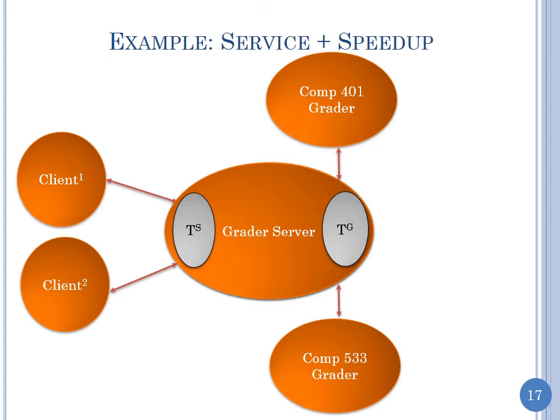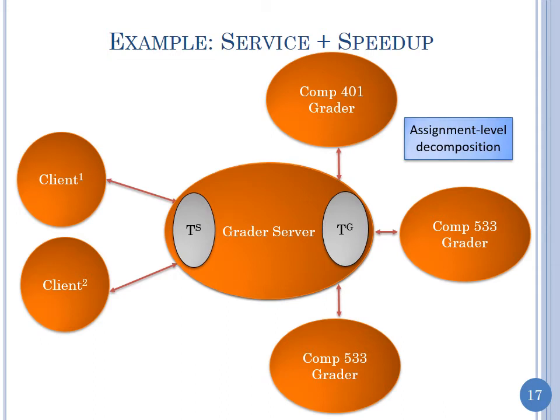And then you can imagine, 533 assignments being graded by one process, 401 assignments being graded by another process, and you could also imagine the same class's assignments being done by two different processes. That you could have A2 being done by one process, A3 being done by another process. And we could have different tests being done by different processes.